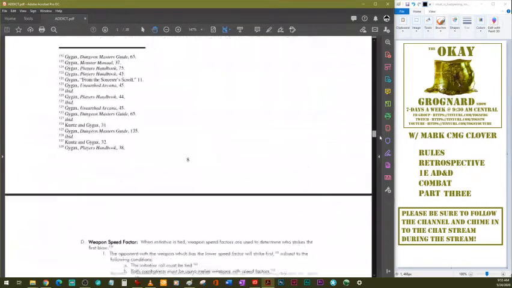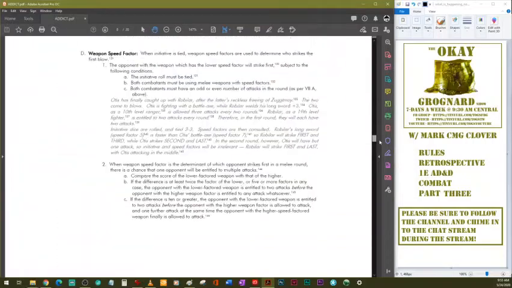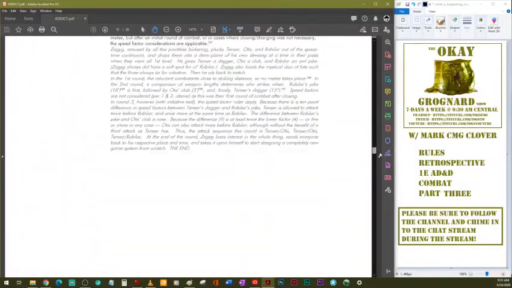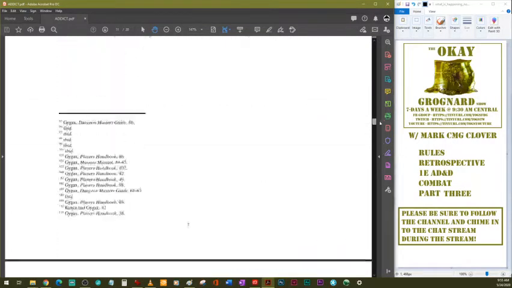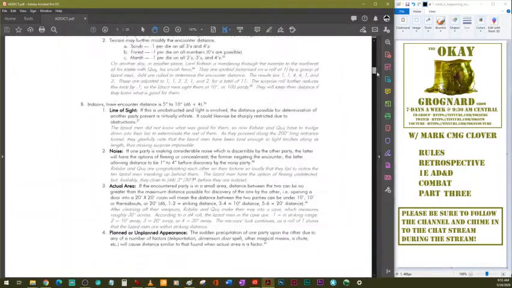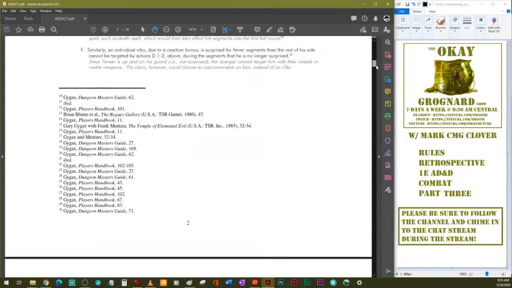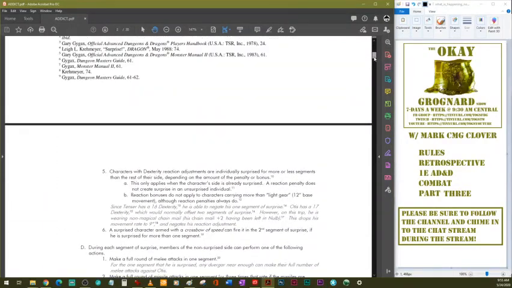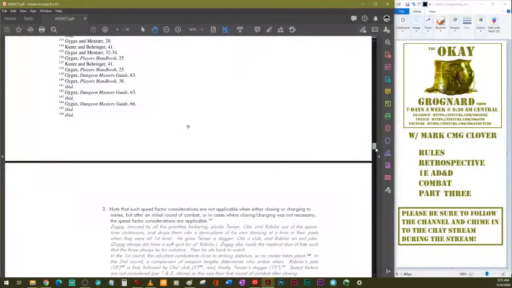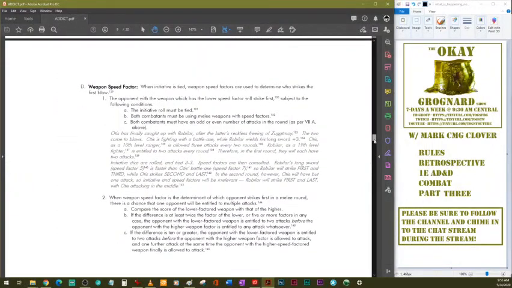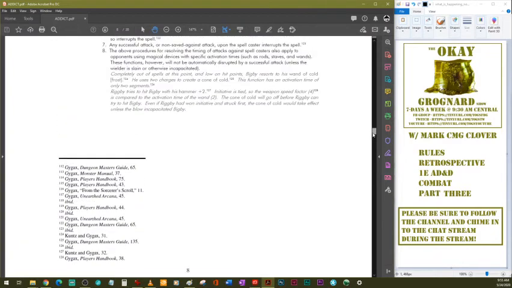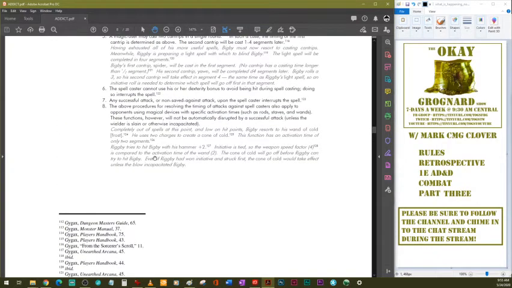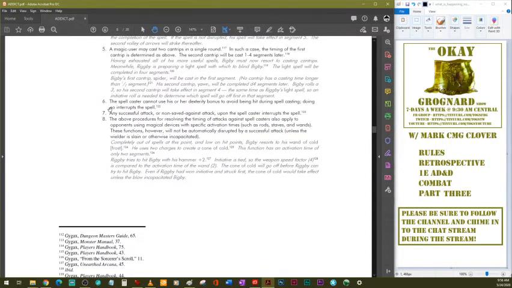Where were we? Page 8? Yeah, here we go. Let's take a little look ahead. Here we go, D3. Okay, so we get to 11. We're into examples of melee. I'll tell you what we're going to do. We are on page 8, weapon speed factor, 6, 7, and 8. Let's do this. Number 6 is where we were, right?